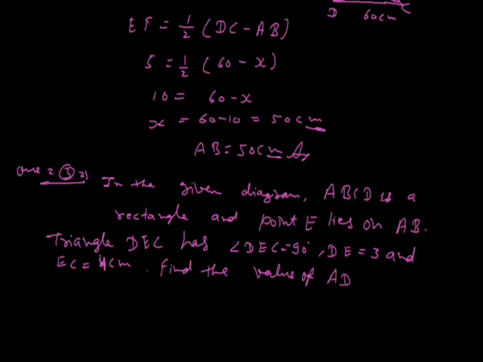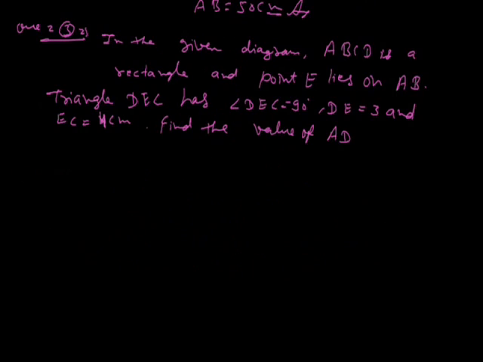So we have a diagram of a rectangle. The name is ABCD. ABCD is the given rectangle A, B, C and D, and inside ABCD we have a right angle triangle, the name is DEC.